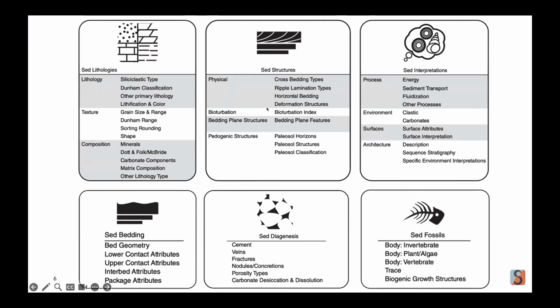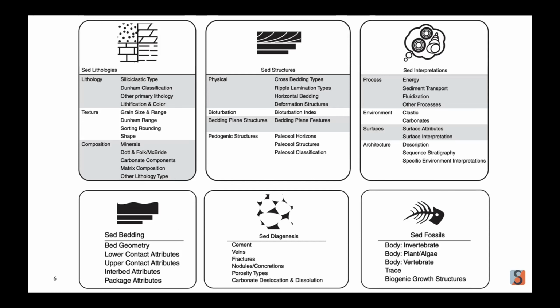We have SED structures, interpretations, which is moving a little bit away from observations such as grain size or color, and moving a little bit more into how did this rock actually get here? Was it in a tidal environment? Things of this nature. And then below here, we just have some other pages: bedding, diagenesis, and fossils. And we'll see as we're playing around in the app and looking at some of these.